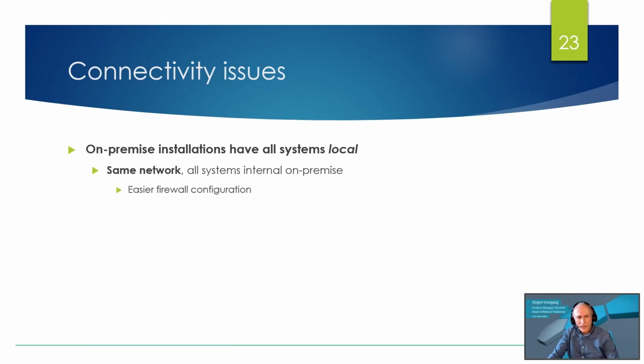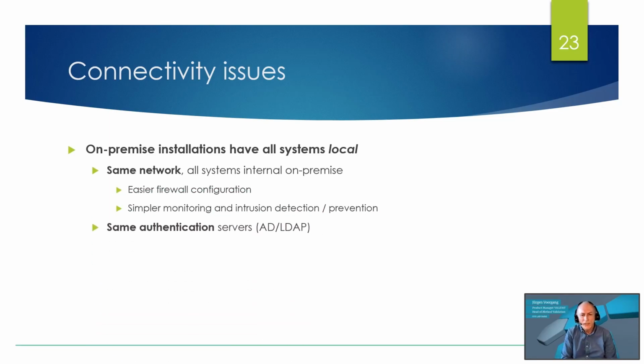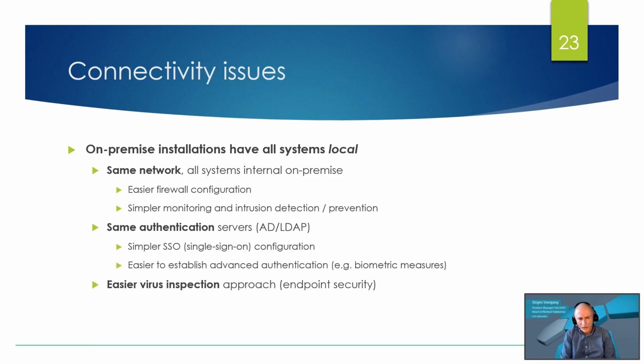We'll start with connectivity issues. On-premise installations have all systems local. That means we have the same network, so all systems are internal on-premise. We have an easier firewall configuration. We have simpler monitoring and intrusion detection and prevention. We have the same authentication levels as servers, like AD and LDAP. We have simpler single sign-on configuration, and it's easier to establish advanced authentications, like biometric measures. So in the end, we have an easier virus inspection approach and better endpoint security.